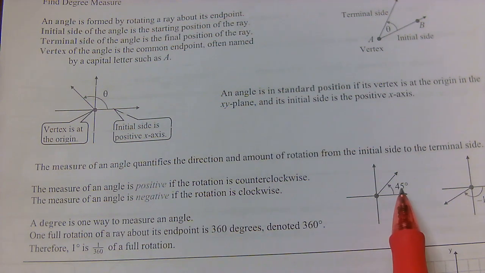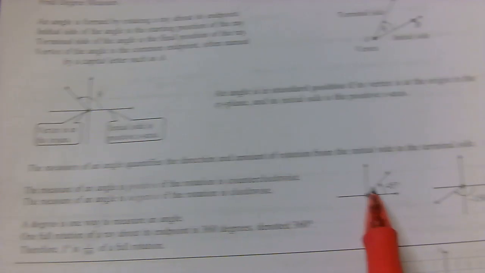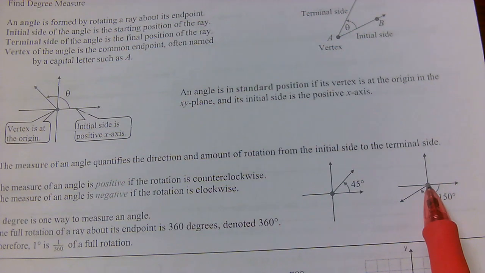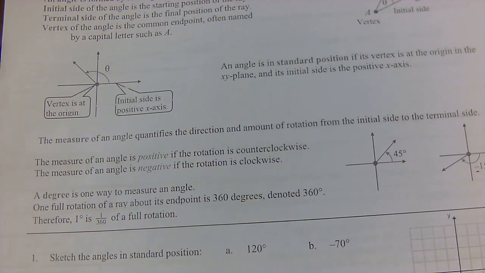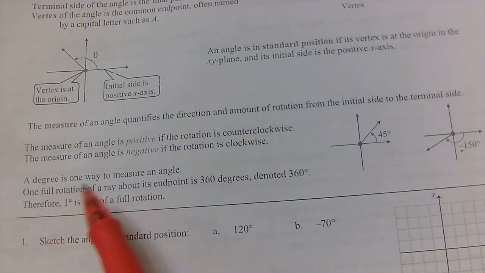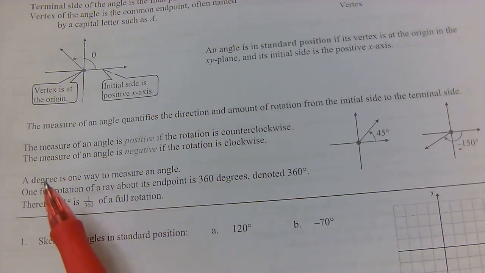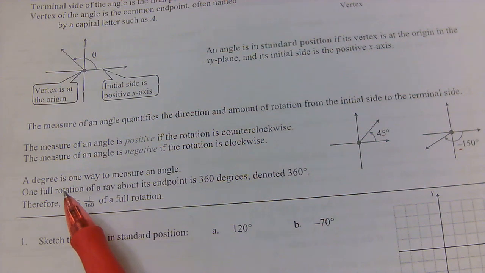from the origin, that's going to be a positive angle. If it goes down, where the initial side is at the origin, it is going to be a negative angle. Okay, that's going to be important. A degree is one way to measure an angle. We're going to be mostly working with degrees right now, but in the near future, we're going to be also working with radians.